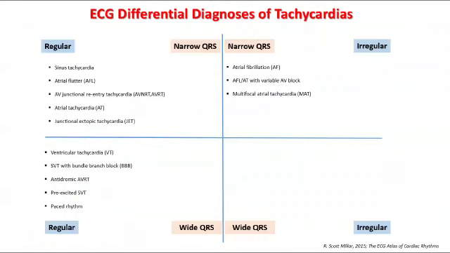And then with regular wide complex tachycardias, number one on the list is our famous ventricular tachycardia, especially monomorphic VT. That's the one that's usually pretty regular. You can also have an SVT, a supraventricular tachycardia, but that's conducting with a bundle branch block. So the bundle branch block is part of what contributes to the wideness of the QRS complex. Now, this bundle branch block may be a pre-existing bundle branch block, or it can also be rate related.